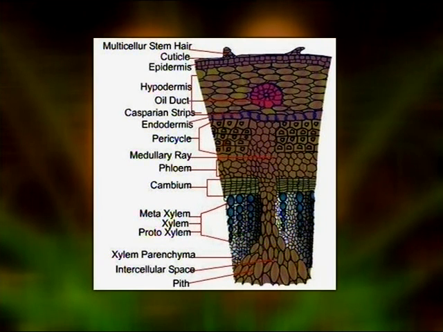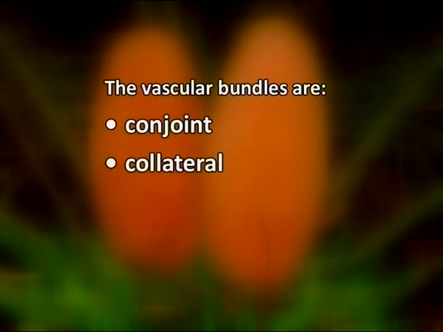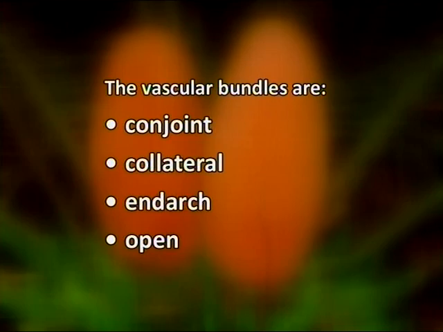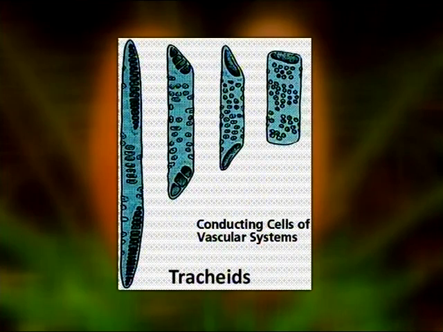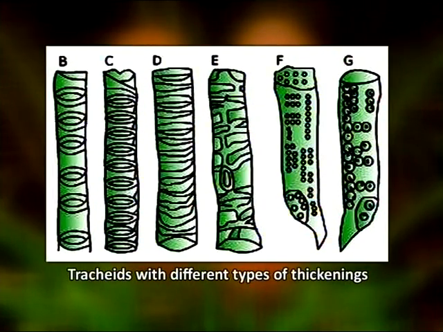There are many vascular bundles arranged in a ring forming an ectophloic siphonostele. The vascular bundles are conjoint, collateral, endarch and open. The individual bundles are separated by parenchymatous medullary rays. The xylem is made up of tracheids and xylem parenchyma only. Vessels are, however, absent. The tracheids of protoxylem have spiral thickenings, whereas metaxylem have scalariform thickenings.